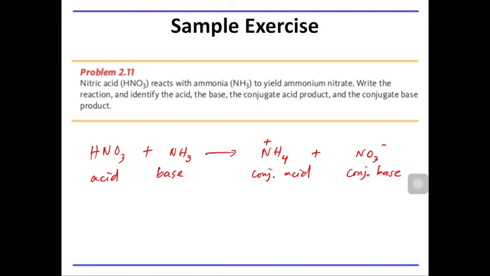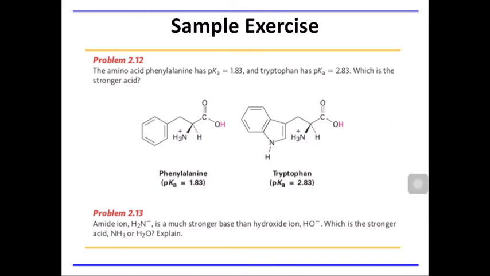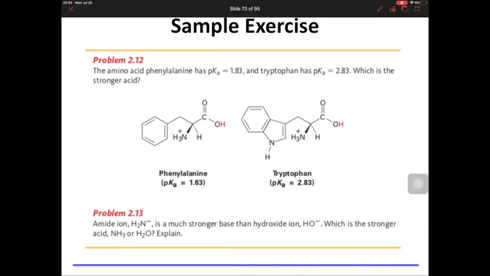So what happened here is that the nitrogen of ammonia deprotonated nitric acid to form ammonium, assuming a formal charge of positive 1, and this one forms a nitrate anion as its conjugate base. Okay, let's answer some more examples here. The amino acid phenylalanine has a pKa of 1.83. Tryptophan has 2.83. What is the stronger acid? Of course, the stronger acid is the one that has the lower pKa. So basically, phenylalanine is the stronger acid.